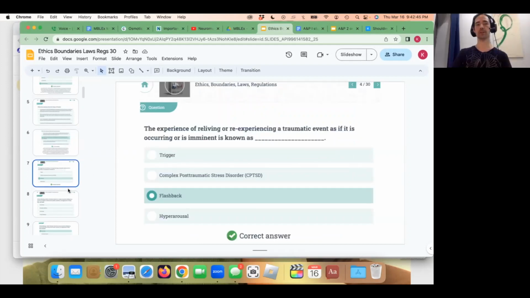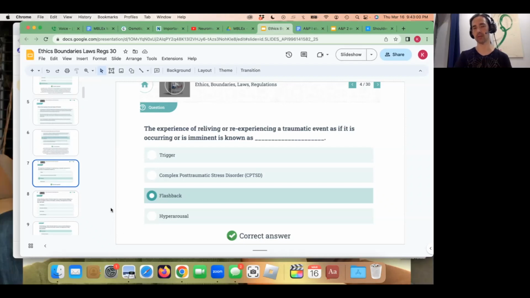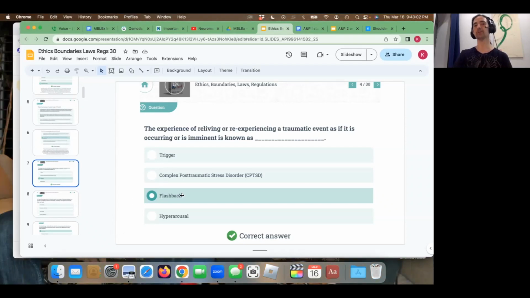The experience of reliving or re-experiencing a traumatic event as if it is occurring or is imminent is known as a trigger, complex post-traumatic stress disorder, flashback, or hyperarousal. The answer is flashback. Guys, does a flashback happen before or after a trigger? Which happens first, the flashback or the trigger?